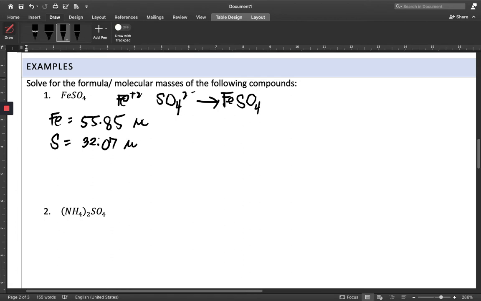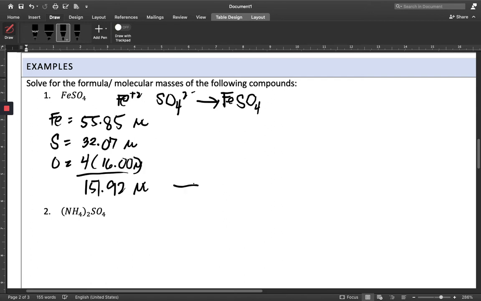That's mu also. And then for oxygen, take note that in the formula we have 4 atoms of oxygen. So we take that into account. That's 4 times 16.00, the atomic mass units for oxygen. Once we get the total, we have 55.85 plus 32.07 plus 4 times 16, and we end up with 151.92 atomic mass units. So this is our formula mass for iron 2 sulfate, 151.92 atomic mass units.